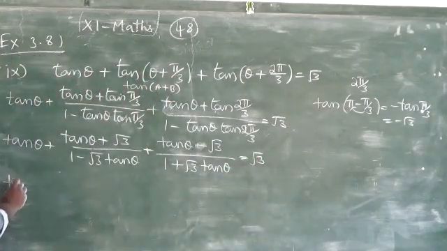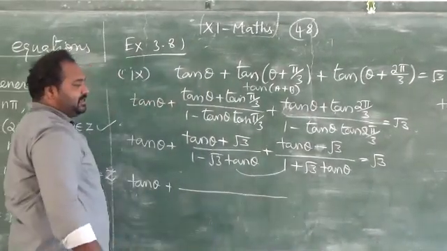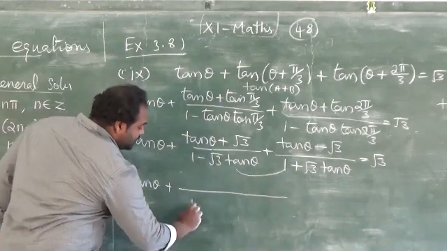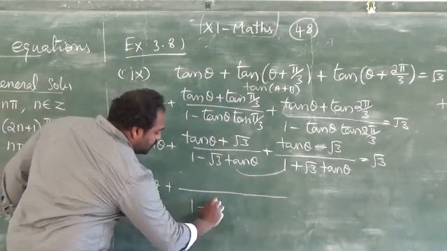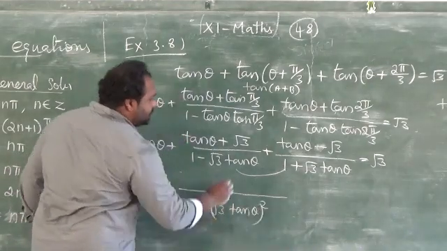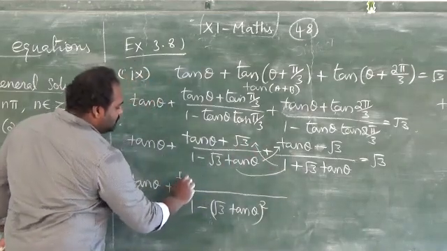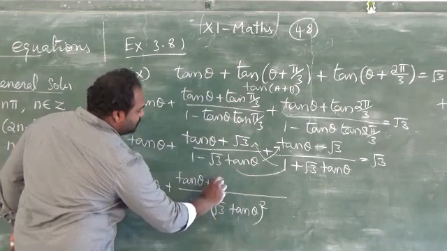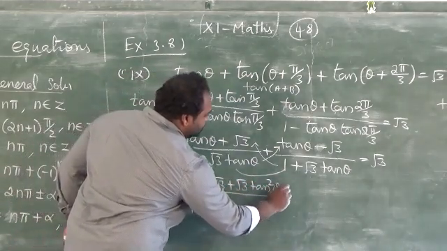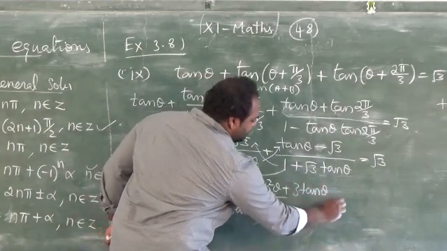Now tan theta as it is, here common denominator, multiply the denominators and you will get the common denominator. Here it is in a plus b into a minus b format. So 1 square minus root 3 tan theta whole square. The cross multiply for LCM: 1 into tan theta plus root 3, plus root 3 tan square theta plus root 3 into root 3, 3 tan theta. This side over.